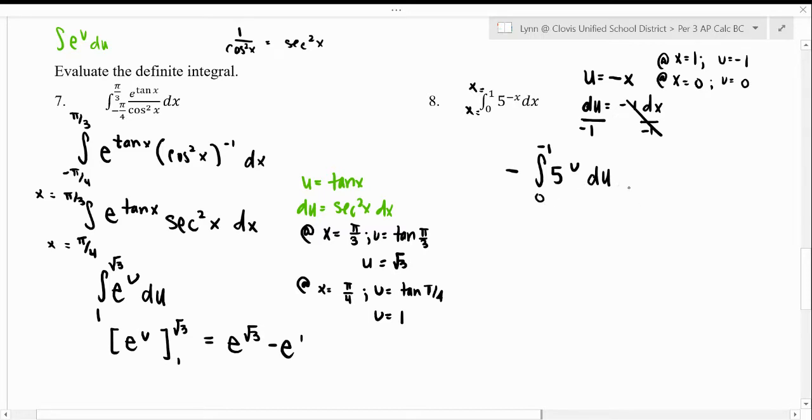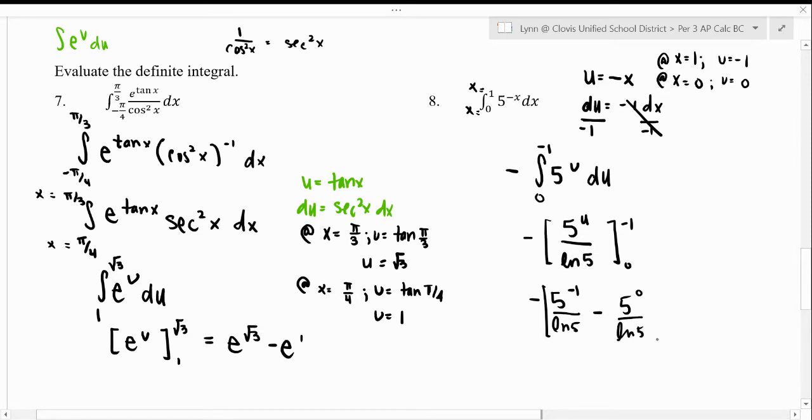All right, so the integral of 5 to the u is 5 to the u divided by ln of the base. And we're going from 0 to negative 1, and carry that negative down. And then substitute in negative 1. So that would be 5 to the negative 1 over natural log of 5 minus 5 to the 0 over the natural log of 5. And then I could do some fancy stuff if I wanted to. Nah, we'll call that good. But 5 to the 0 is 1. And that is the end of that.